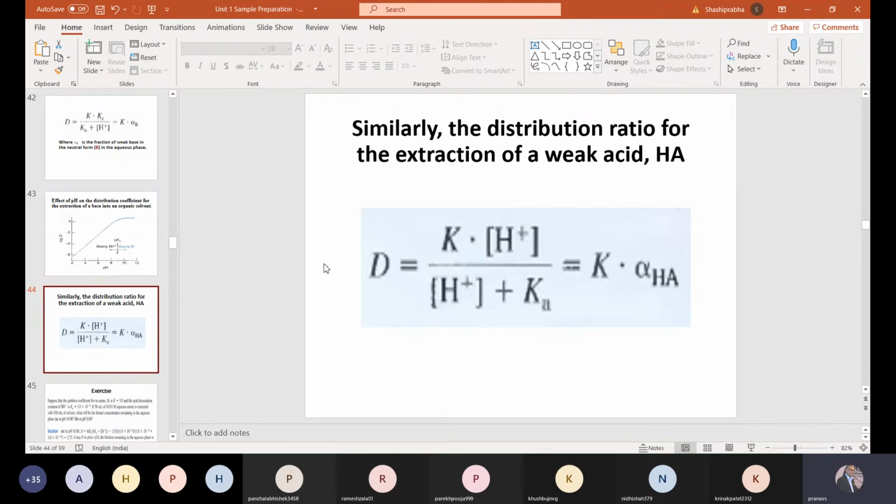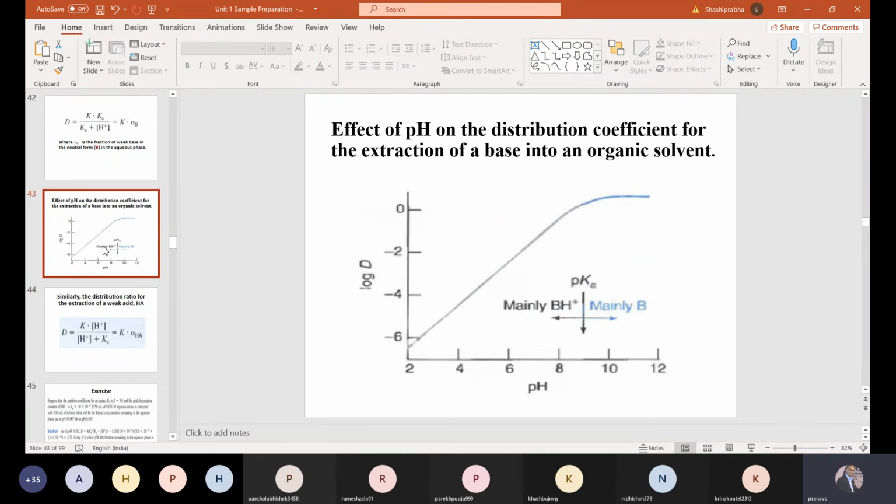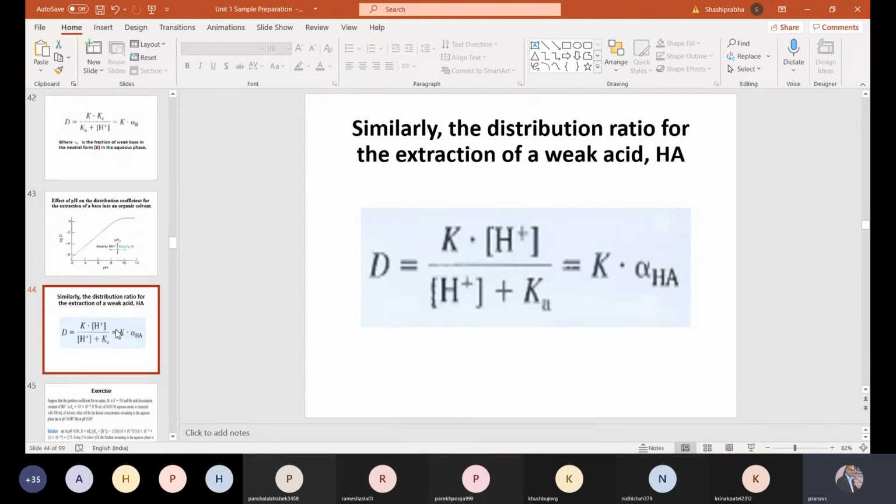Okay, if you understand this, it is fine. And then after this, I have this slide. This slide is very simple in the sense that we were talking about base. Now, if we start talking about acid, then D value is equal to K into H plus divided by H plus plus Ka. This is again a very simple expression which can be derived using that same thing.